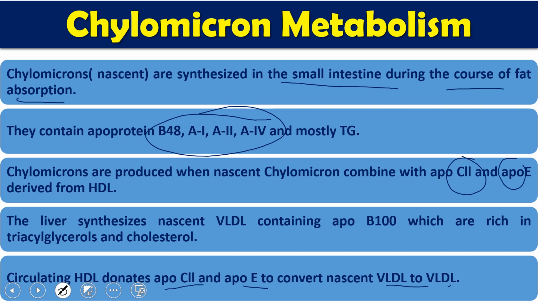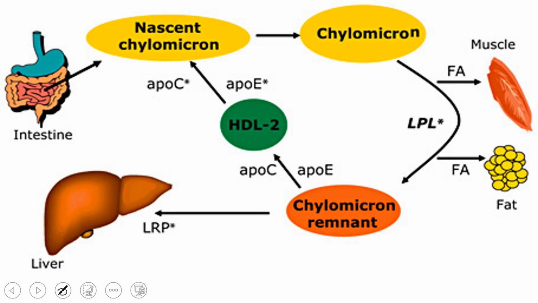So yesterday also, in the previous class also, we have seen that HDL behaves as the reservoir for apoproteins. So HDL has a huge number of apoproteins, and HDL donates these apoproteins to different lipoproteins. So here C2 and E HDL gives to the nascent chylomicron and nascent VLDL to make them mature ones. This is the pictorial diagram for the chylomicron metabolic processes.